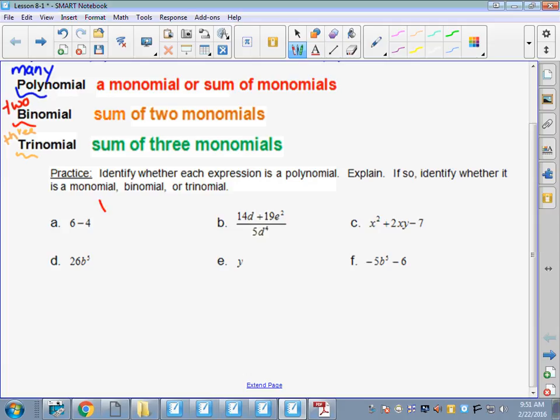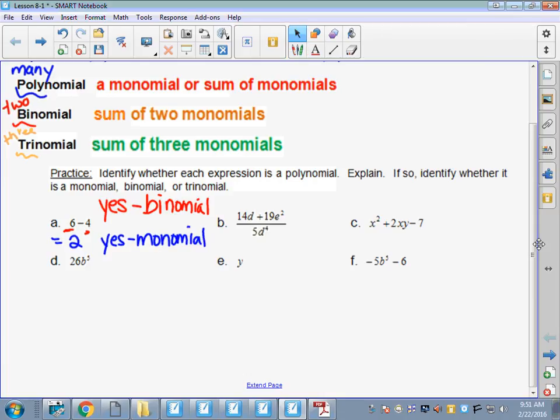So this is a yes. As it is written, there is 2 parts to it separated by a minus. Or we could say, remember, it's like 6 plus a negative 4. So that is a binomial. It has 2 terms. If we're going to be technical and do the math and say that's equal to 2, it'd still be a yes. But 2 is a monomial.